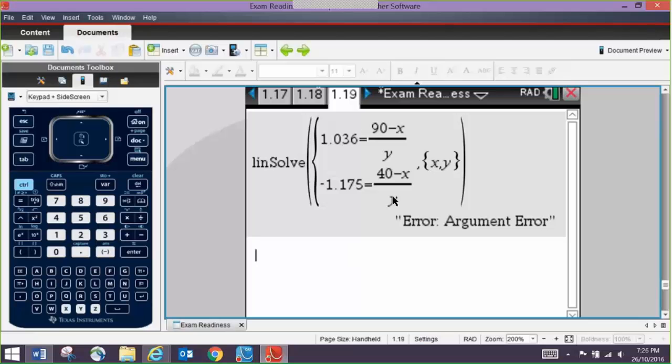But that's a problem in that it's saying it's not actually linear in this form. So we need to make it look like a system of linear equations. So that's just one of the pitfalls that sometimes students come across and they can panic about.